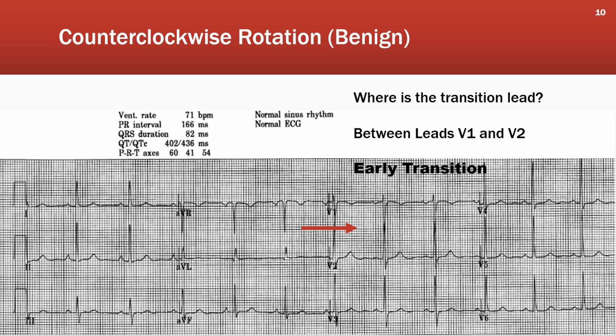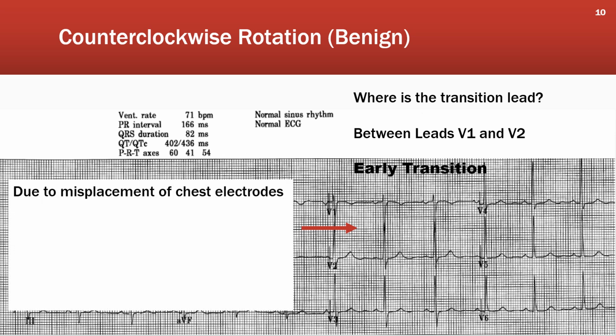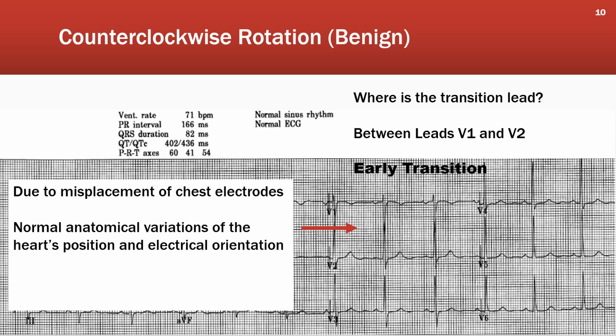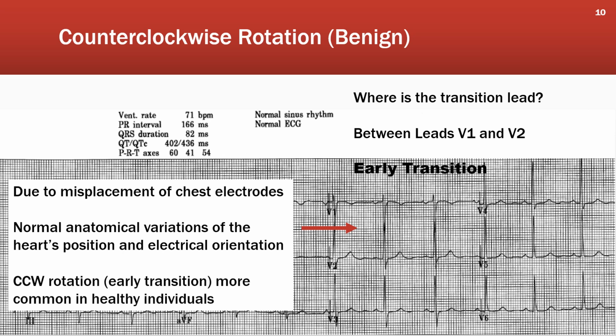We call this an early transition. Early transitions can begin from even before lead V1 all the way up to and including lead V3. Now, this is normally a fairly benign finding, and it's often due to misplacement of chest electrodes. It could be a normal anatomical variation of the heart's position, or electrical orientation, or electrical axis. Counterclockwise rotation, also known as an early transition, is more common in healthy individuals.